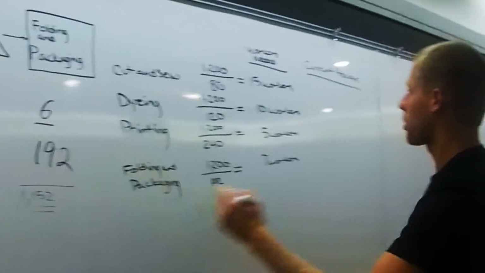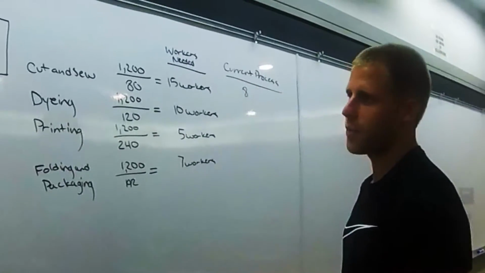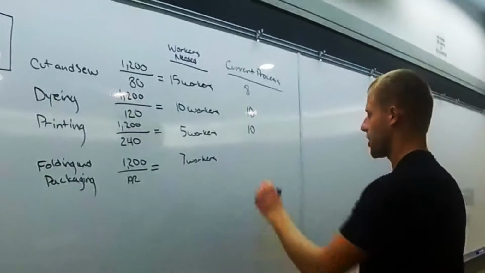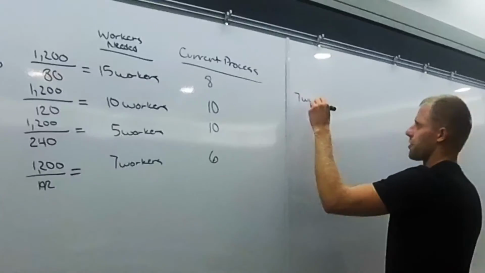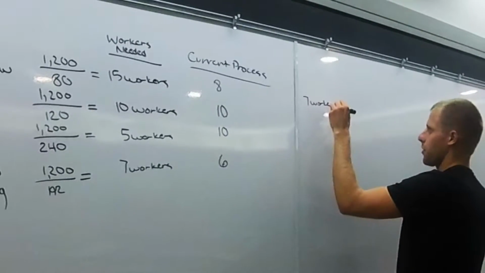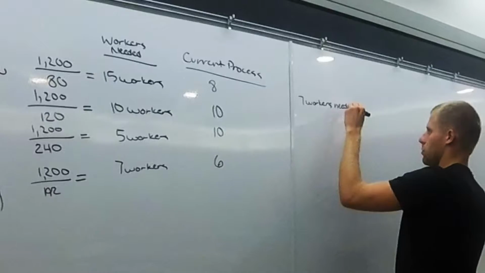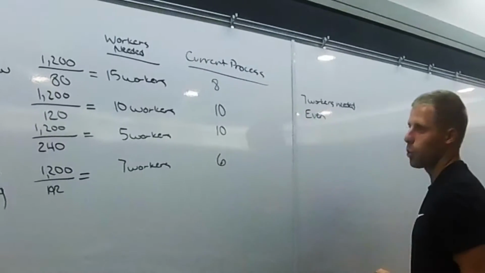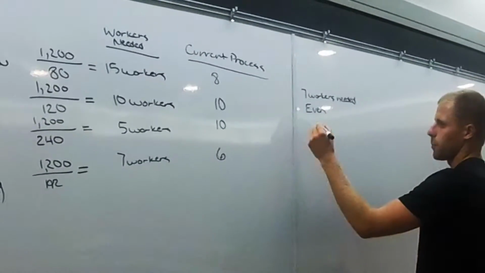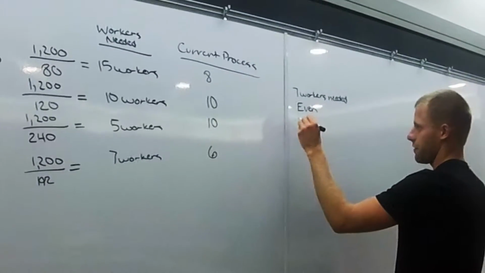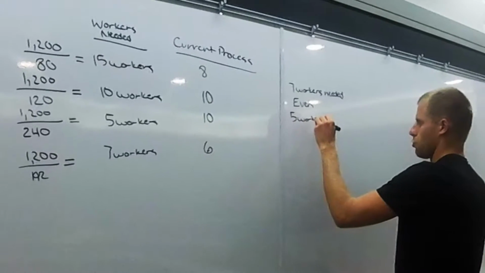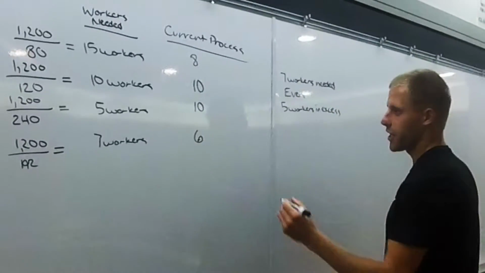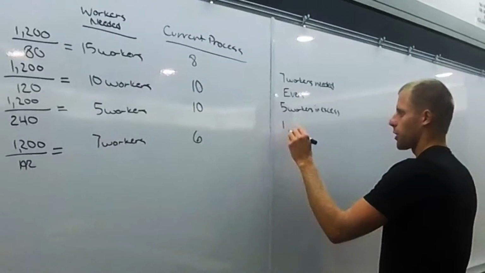So for cutting and sewing, we have 8 workers. For dyeing, we have 10. For printing, we also have 10. And for folding and packaging, we have 6. We need 7 more workers for cutting and sewing. We're right at our production for dyeing. For printing, we have an excess of 5. And for folding and packaging, we need 1 more worker.